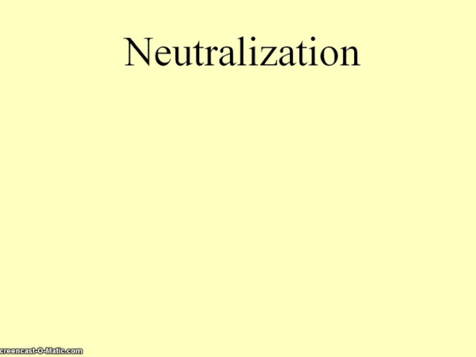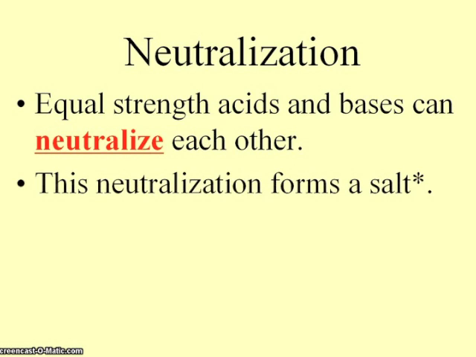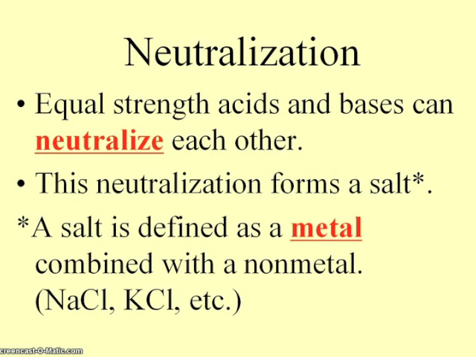Now, neutralization. A good way to think of neutralization is being able to neutralize. It's when you have something strong of one and you have something strong of another, you put them together, it's going to be neutral. So equal strengths, acids and bases can neutralize each other. And this neutralization actually forms a salt. So there is a byproduct of this neutralization. And a salt is defined as a metal combined with a nonmetal, such as sodium chloride, potassium chloride.